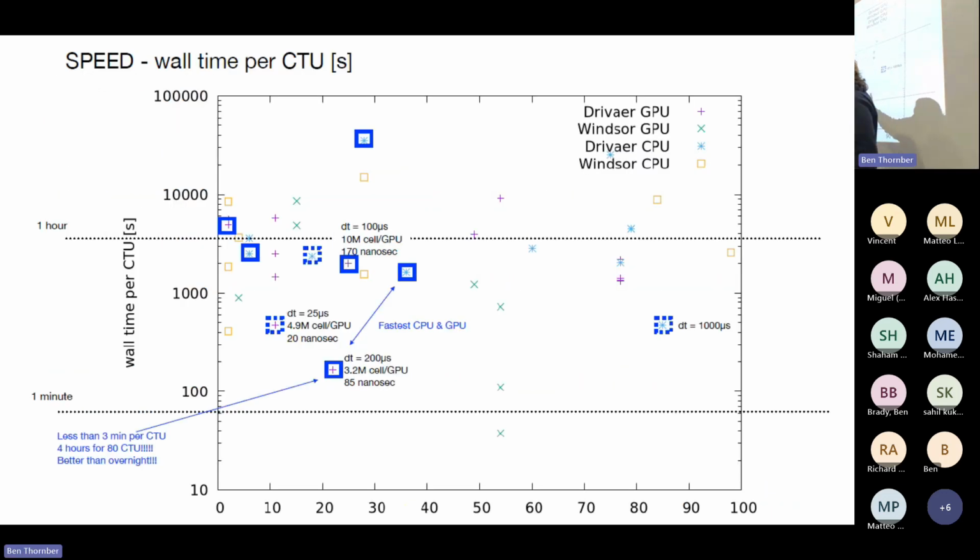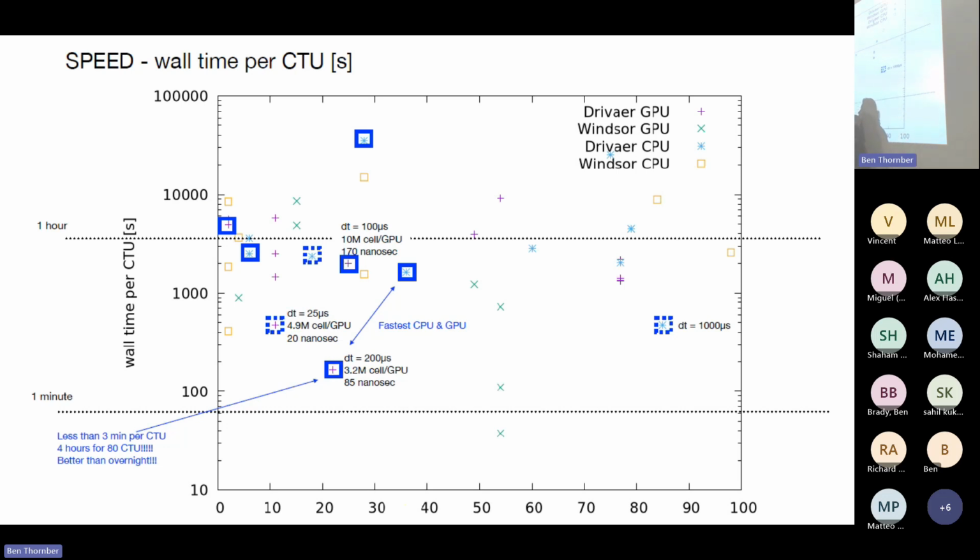And here we can see a full picture of the results. We can see that perhaps this is one of the nicest results that we get. It's taking a little bit less than 3 minutes per convective time unit. This is very spectacular. We can have these 80 convective time units in less than 4 hours. Yeah, you can compare with some other codes.